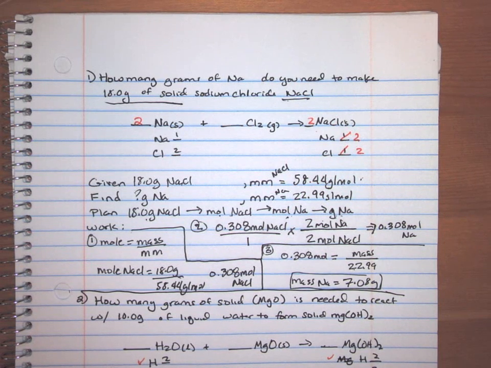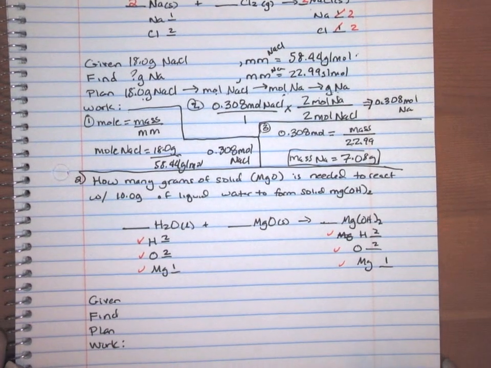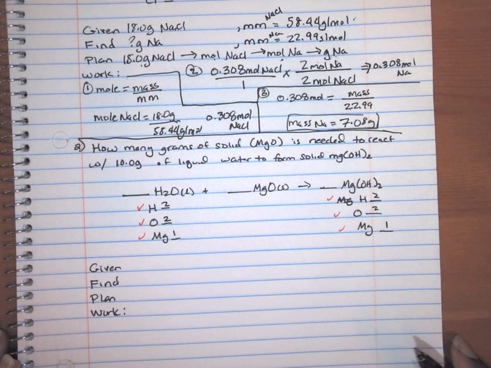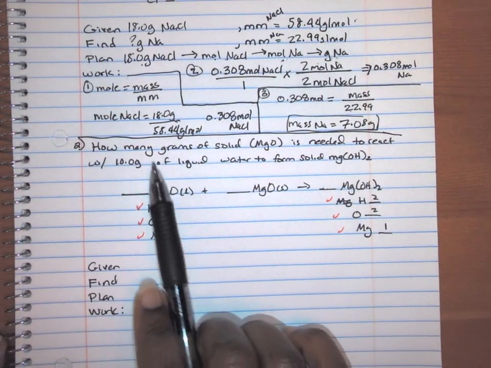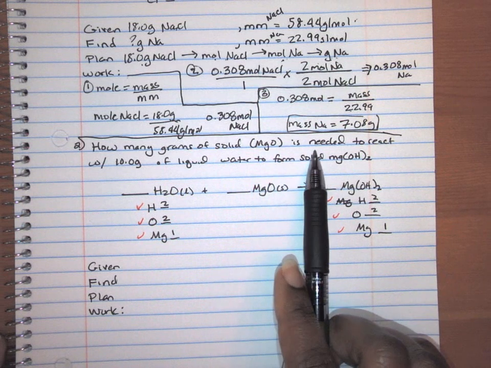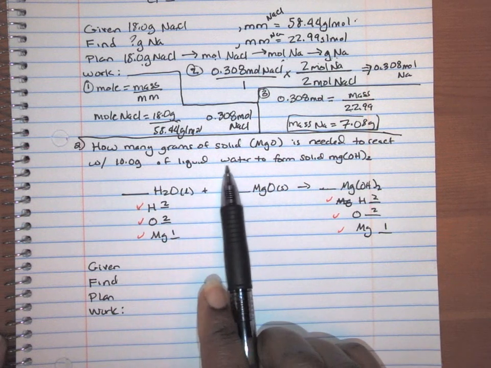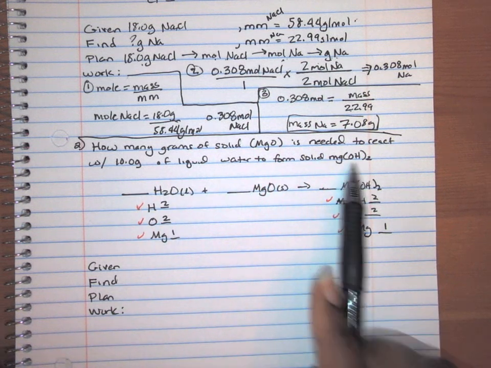Okay, welcome to question number 2 for the mass-to-mass stoichiometry problems. This question says, how many grams of solid magnesium oxide is needed to react with 10 grams of liquid water to form solid magnesium hydroxide?